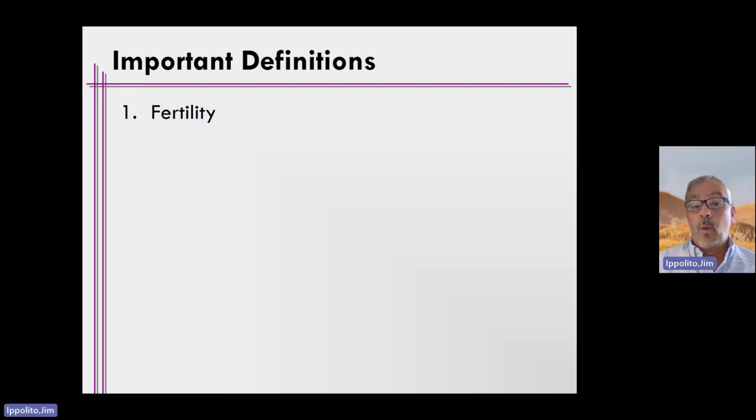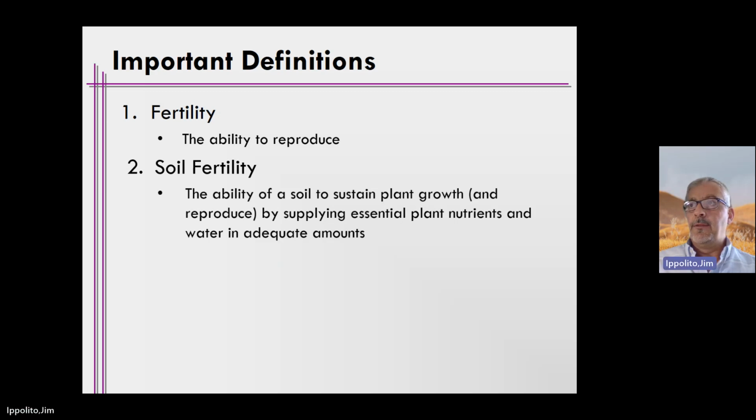So number 1, we're taking a soil fertility class, or all of you are. So what is fertility? Fertility is simply the ability of an organism to reproduce. And so soil fertility takes a twist on that definition. There are many definitions of what soil fertility really is, but it's the ability of a soil to sustain plant growth and to bring that plant to a reproductive stage by supplying essential plant nutrients and water in adequate amounts. So not too little and not too much. That's the target we're shooting for in this class.